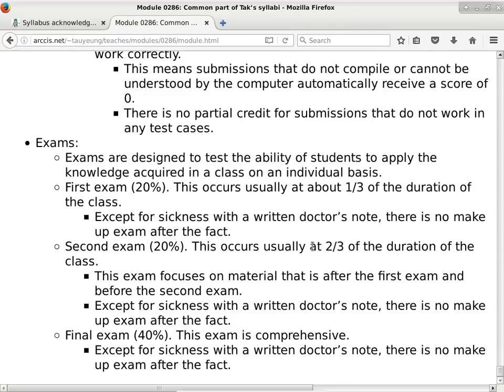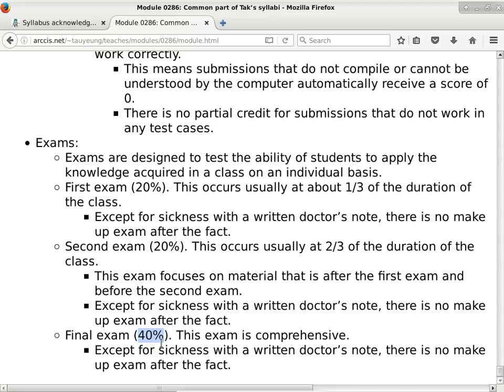Okay. The second exam is about 2/3 through the semester. That's also just another 20%. The final exam by itself is 40% of the final grade for this class. So that's kind of important. Okay. Are there any questions about how you will be assessed in this class?